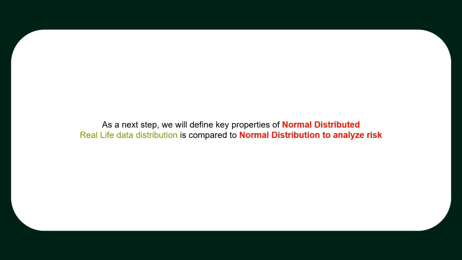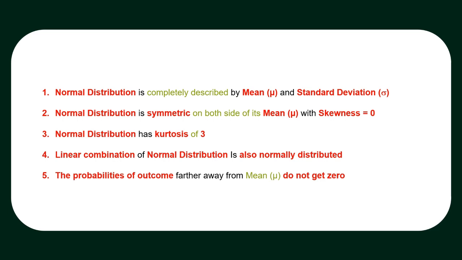Normal distribution has the following 5 properties. The first property is normal distribution is completely described by mean and standard deviation. Second is normal distribution is symmetric on both sides of the mean with skewness equal to 0. Third is normal distribution has kurtosis of 3.